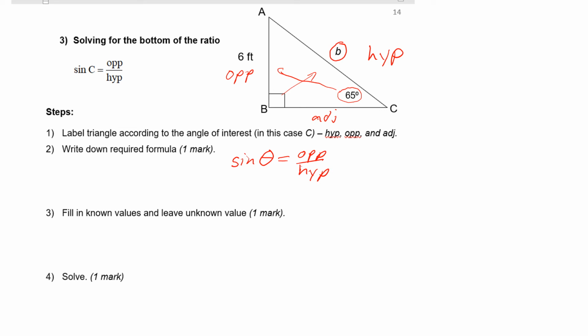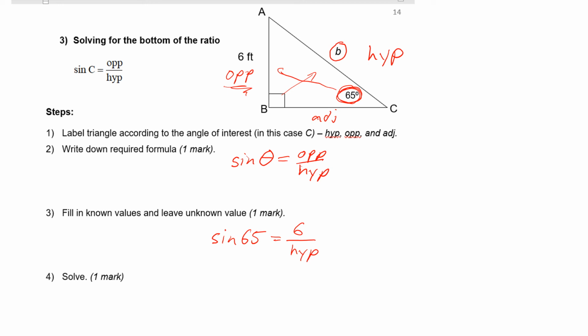Fill in everything I know and leave what I don't know. So do I know theta? Yes. It's 65. So I'm going to write sine 65 equals the opposite. We know what the opposite is. It's 6. We don't know what the hypotenuse is, so I'm just going to write hypotenuse.